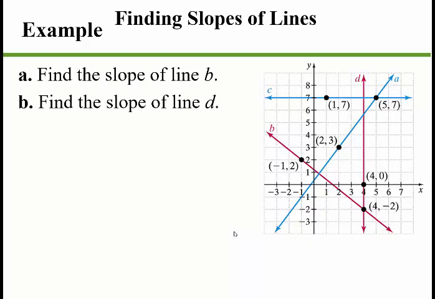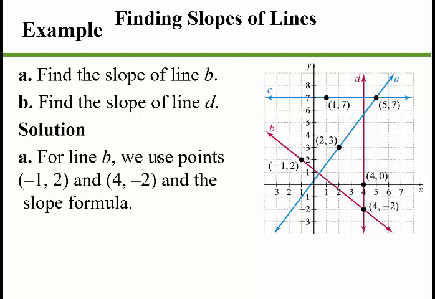All right, so let's do an example. This is about finding the slopes of a line. I've got this graph over here that has a bunch of different lines on it. I've got line A, line B, line C, and line D. What I want to do is find the slope of line B here, and then find the slope of line D right here. This one looks like a downward sloping line, and this one looks like just a vertical line.